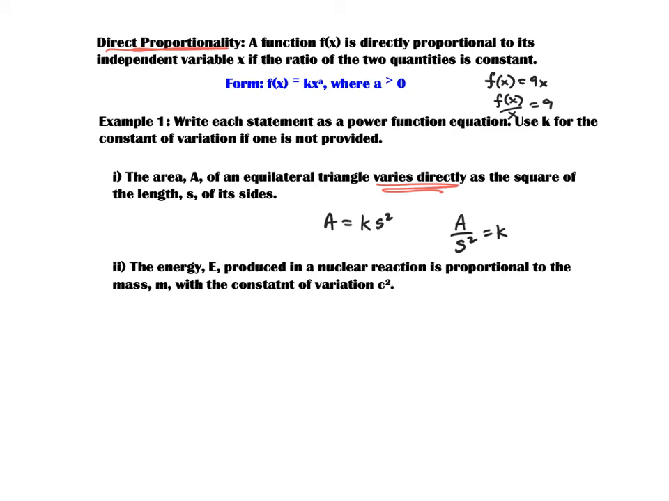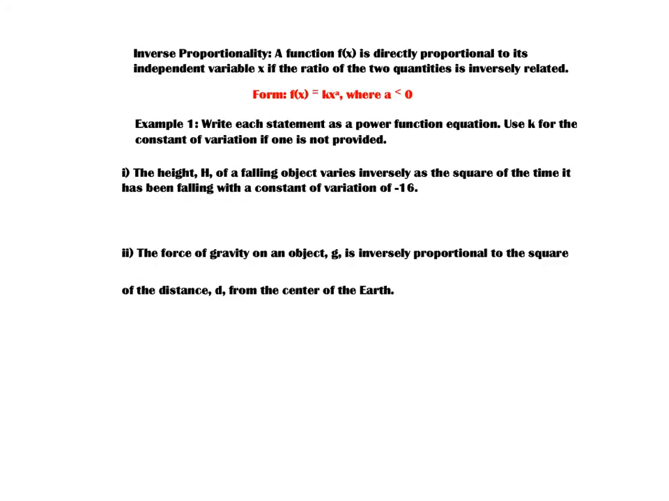Now, the energy E produced in a nuclear reaction is proportional to the mass with a constant of variation of c squared. So E equals c squared, which is our constant, times m. Okay, direct proportionality relationship here, where it looks like our power is 1. This is m to the first. Okay, and our constant of variation will be c squared. Okay, let's move on to inverse proportionality.